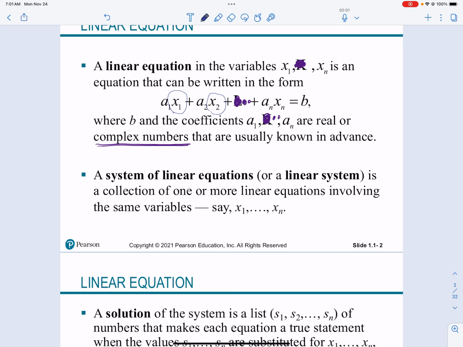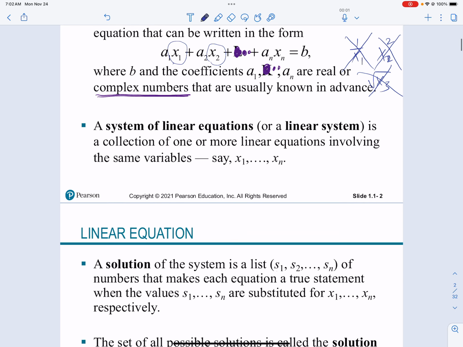So what is the most important thing for a linear equation? The power of the variables x1, x2, through xn can only be what? 1. If you have x1 squared, that is not linear anymore. If you have 1 over x1, that is not linear anymore. Are you with me? x1 times x2 squared, no. Square root of x3, no. So you have to have the power equal to what? 1.